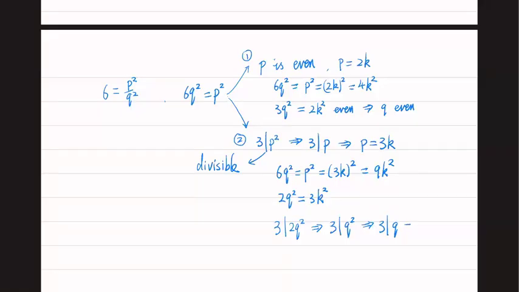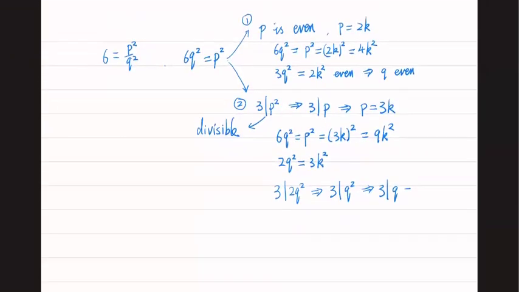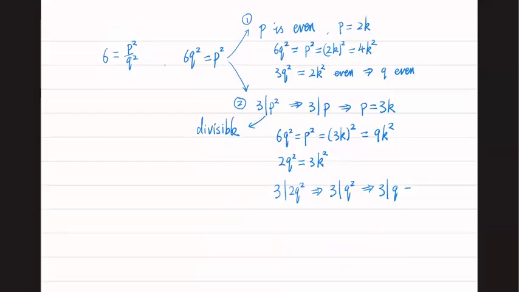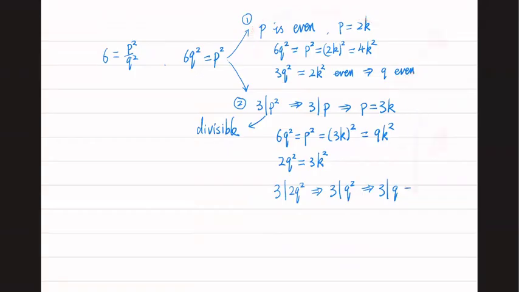Now, P is a multiple of 3 and Q is a multiple of 3. It contradicts the assumption that it's simplified. So 2 different proofs. The first proof is similar to what we have for the square root of 2. The second proof is similar to what we have for the square root of 3.